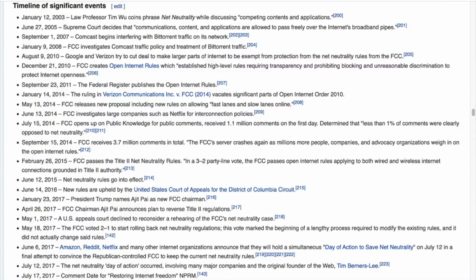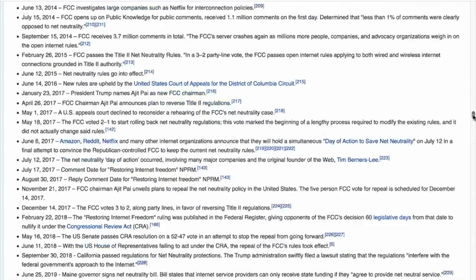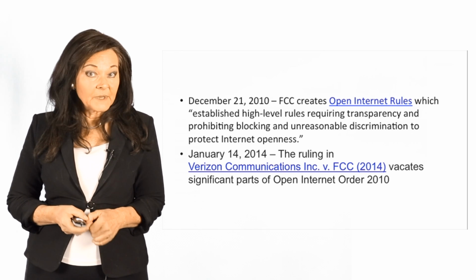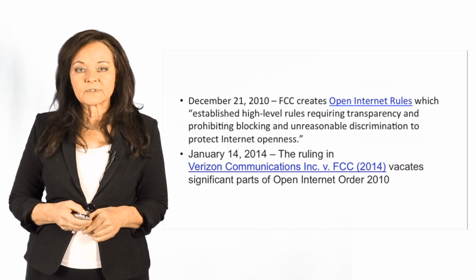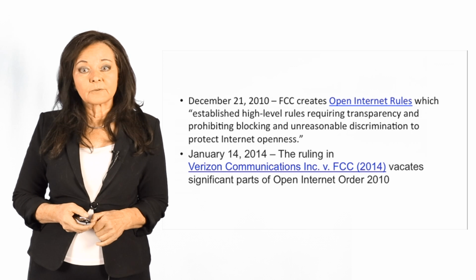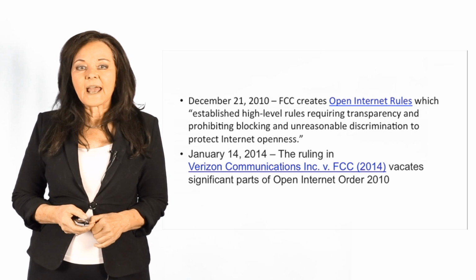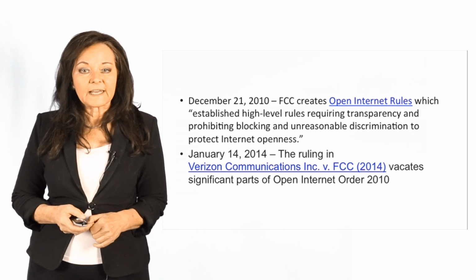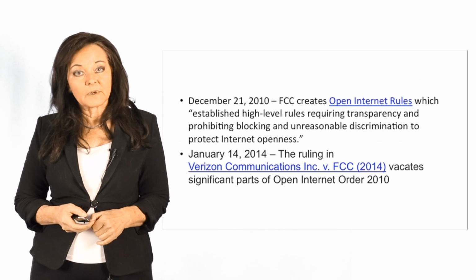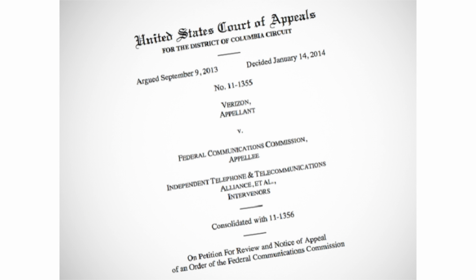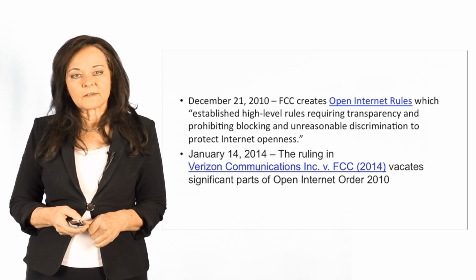So let's see what's happened with it. We'll take a quick look at the timeline, and this is a long one. So you can see net neutrality actually started out as a concept back in 2003, and it didn't really make it to regulatory stage until about 2010 when the FCC created the Open Internet Rules. And those established high-level rules requiring transparency and prohibiting blocking and unreasonable discrimination to protect internet openness. And in January 2014, the ruling in Verizon vacated significant parts of the Open Internet Order. So we have some controversy about whether this is something that actually can be created by the executive branch in a rulemaking. So let's start with 2014 now.